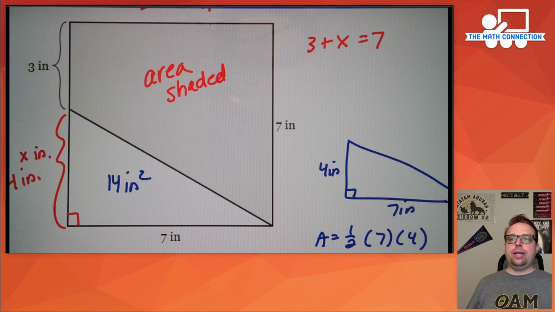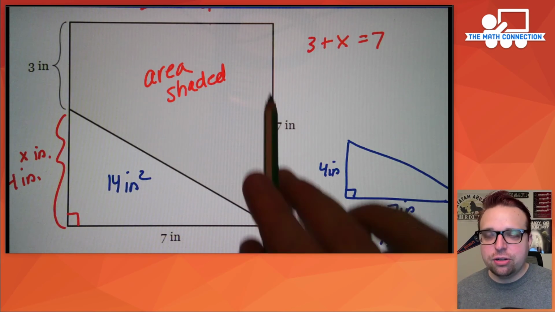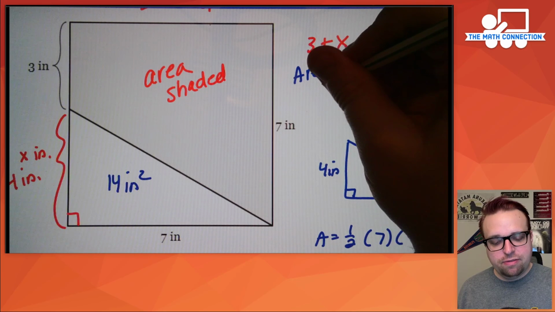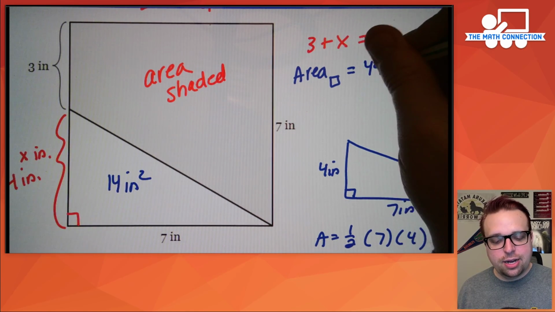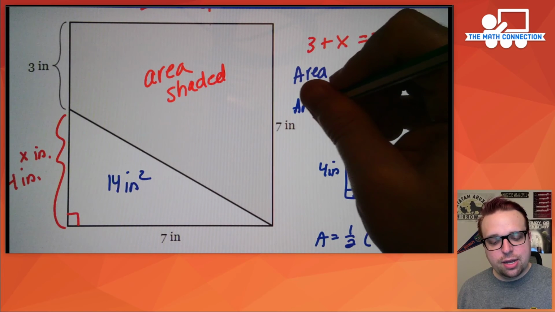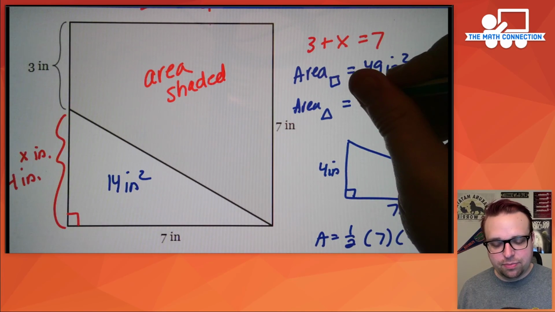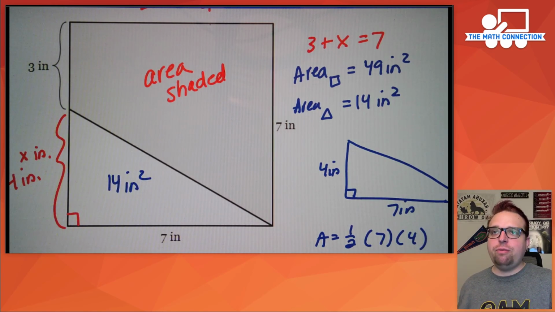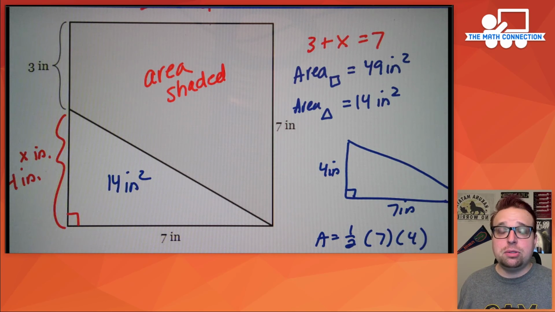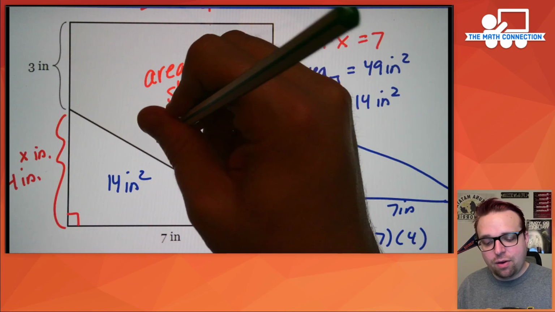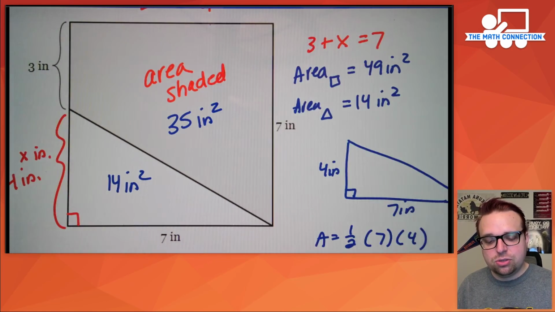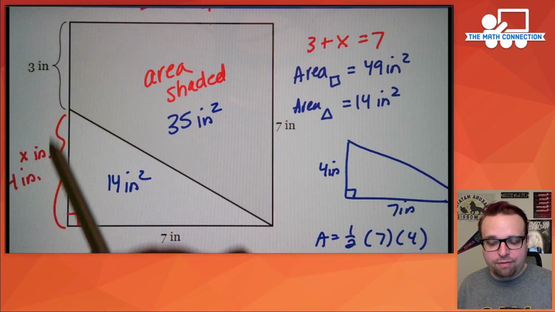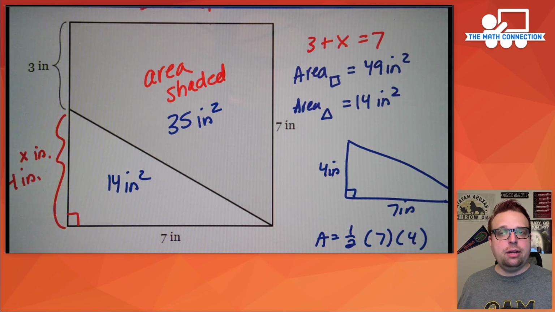Okay, let's recap. The area of the entire thing, the whole square, is equal to 49 inches squared. The area of that triangle at the bottom is 14 inches squared. So what's 49 when you cut off that 14 inches squared that the triangle takes up? What's 49 minus 14? The area here is 35 inches squared. And that's it. If you added these two areas together, you should get 49, and the area of this whole thing is 7 times 7, which is 49.